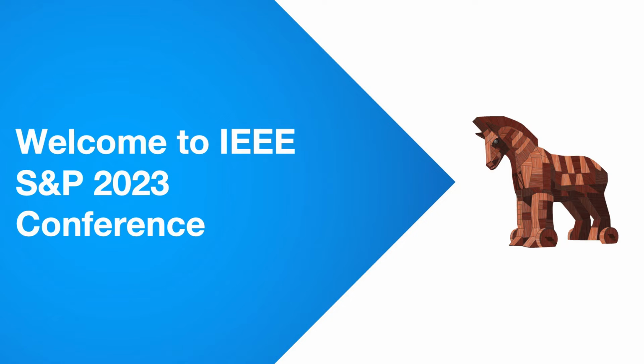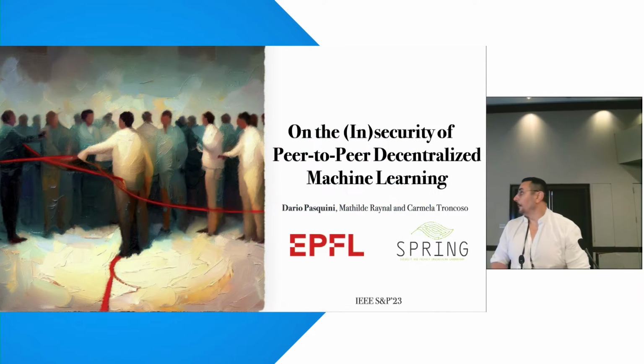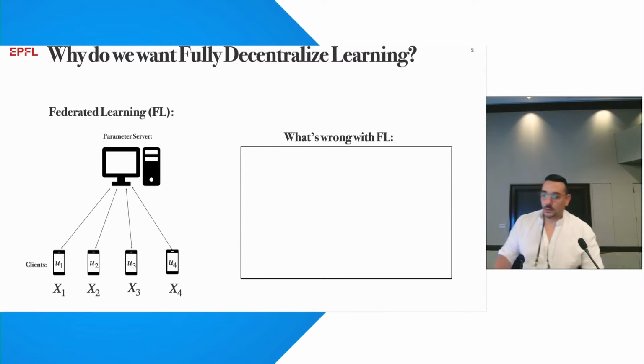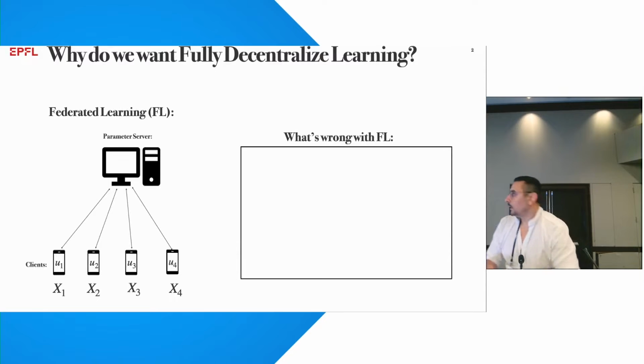Today I'm going to talk about the security of fully decentralized machine learning. So yes, we are in the collaborative machine learning setting, meaning that we have a set of users. Every user has a local training set, and those users want to train a shared machine learning model using those local training sets in a private way, of course. Now, a very popular approach to solve this problem is called federated learning, FL, for short hereafter.